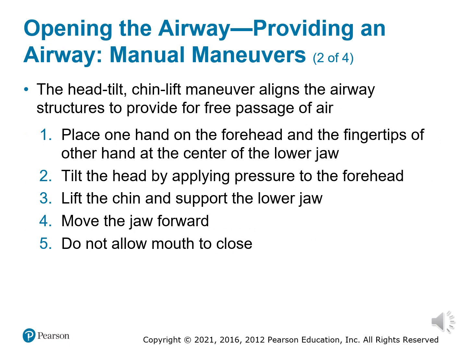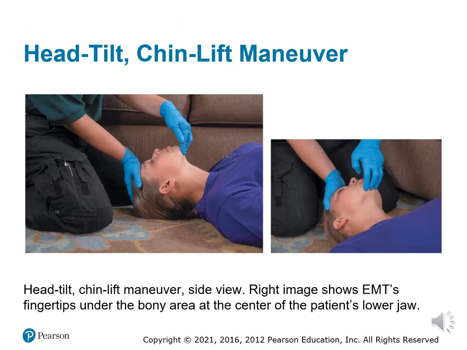The head tilt chin lift maneuver aligns the airway structures to provide for free passage of air. Number one, you want to place one hand on the forehead and the fingertips of the other hand at the corner of the lower jaw. Next, you're going to tilt the head by applying pressure to the forehead, and lift the chin and support the lower jaw. Then you're going to move the jaw forward and not allow the mouth to close. Here you will see the head tilt chin lift maneuver.